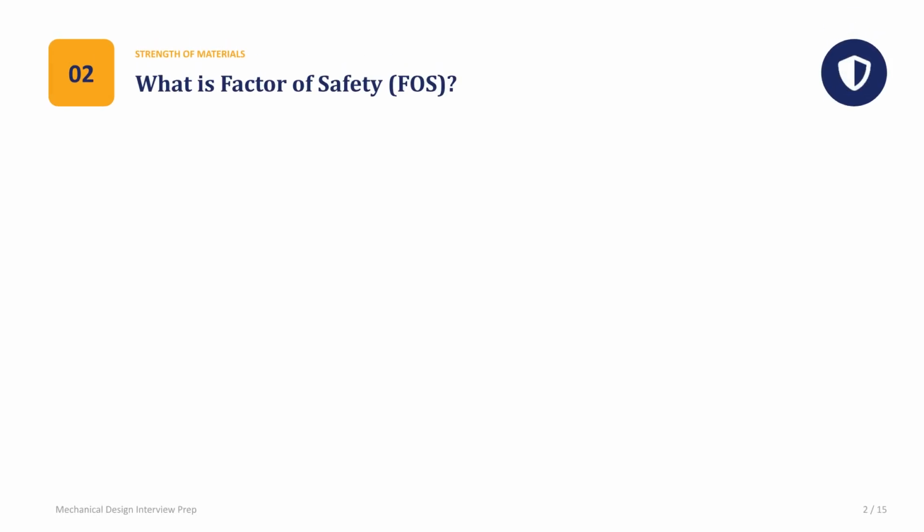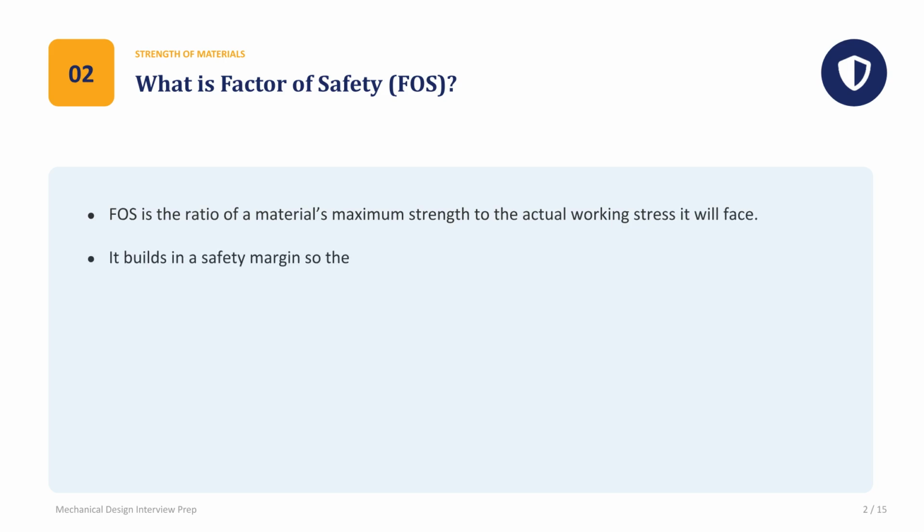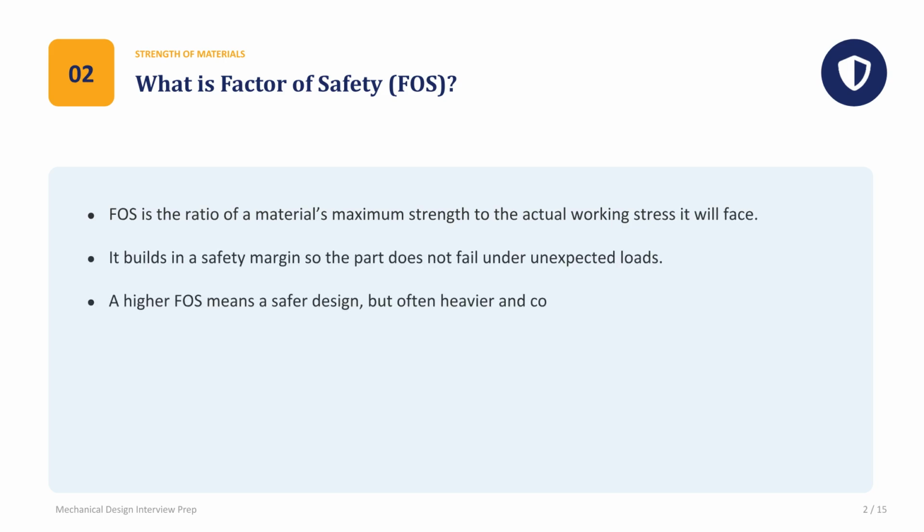Question 2. What is factor of safety? It's the ratio between a material's maximum strength and the actual stress it faces in use, basically a built-in safety cushion. Remember, higher factor of safety means a safer design, but usually heavier and more expensive too.